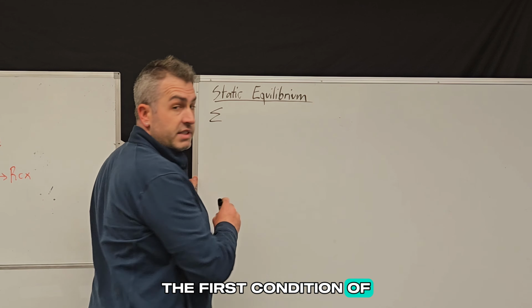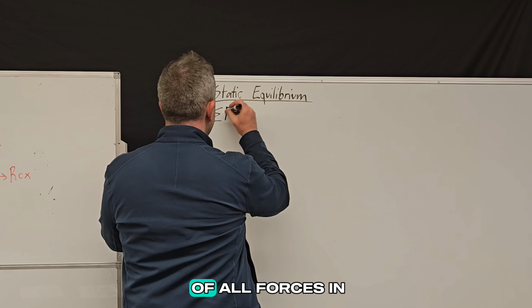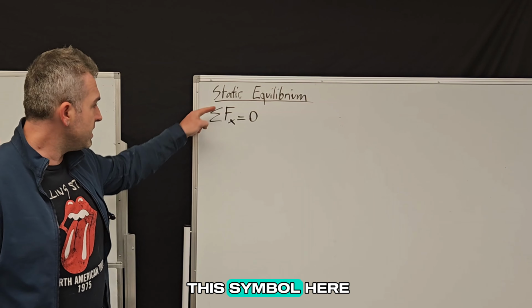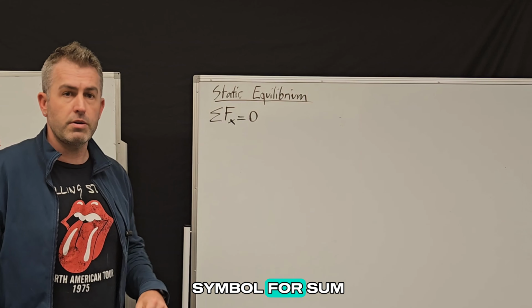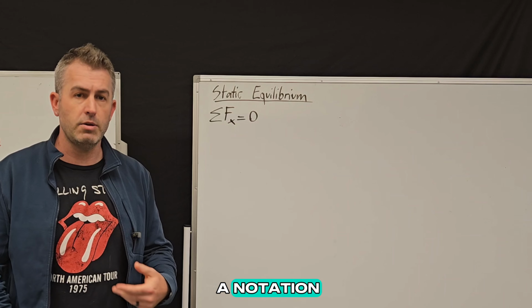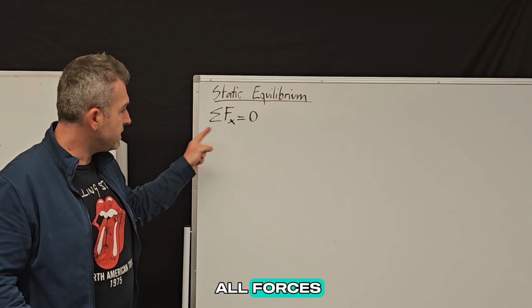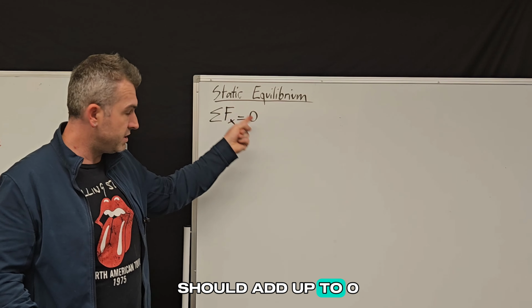The first condition of static equilibrium is that the sum of all forces in the x direction must equal 0. So this symbol here, this is a Greek symbol for sum. We use it as a notation that means adding things together. So the sum of all forces in the x direction should add up to 0.